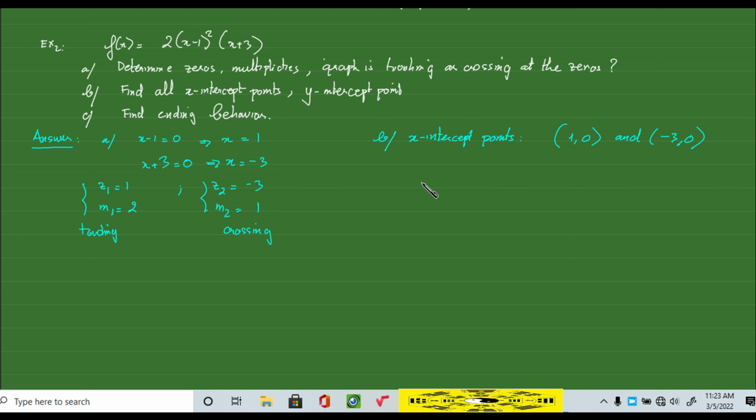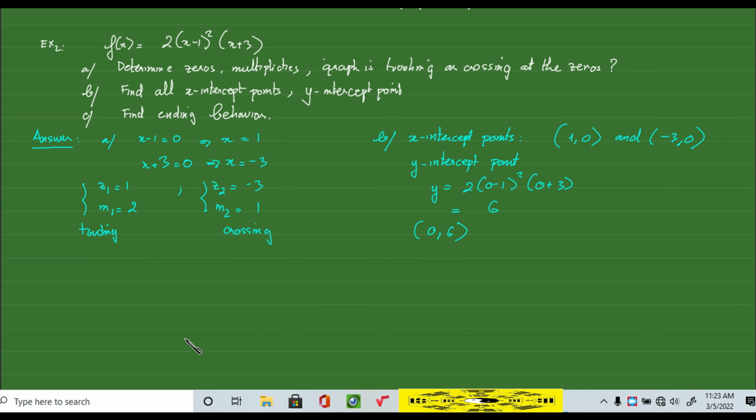Then how do we find the y-intercept point? We already learned how to find that. You replace the x with 0, so you're going to have 2(0 minus 1) squared, right? We already learned this in intermediate algebra, so replace the x with 0 to find the y-intercept point. What you have left is 2 times 3, which is 6. So the y-intercept point will be (0, 6). Of course, because this is a point, you must write it in ordered pair form.